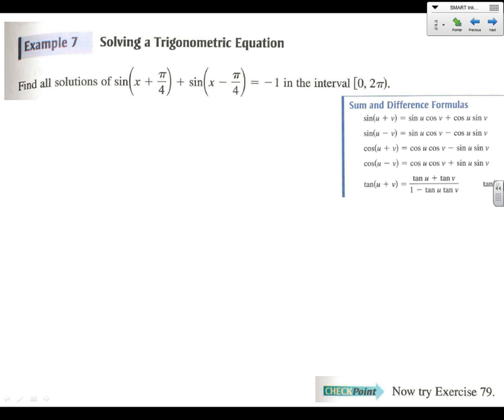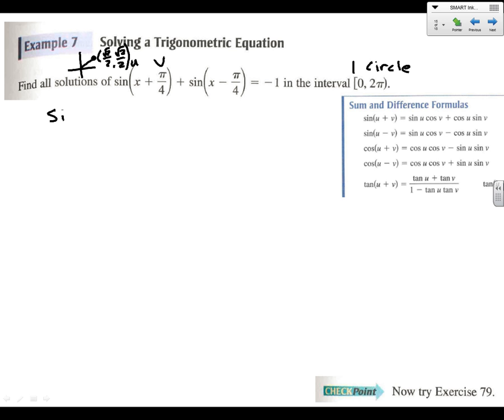Alright, 2 to go here. Example 7. Let's find all the solutions of this in the interval 0 to 2 pi. So, one trip around the unit circle, just the first trip from 0 to 2 pi. Alright, so let's simplify this. Sine of x plus pi over 4, and remember pi over 4 is right here, root 2 over 2, comma root 2 over 2, for reference here in a second.